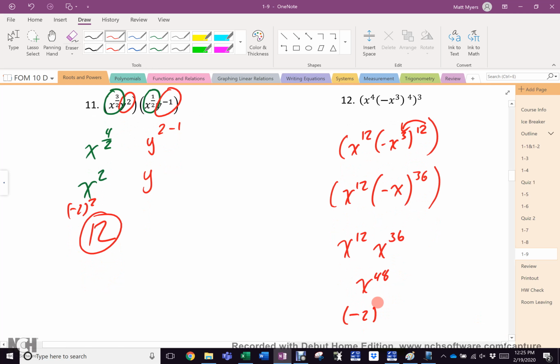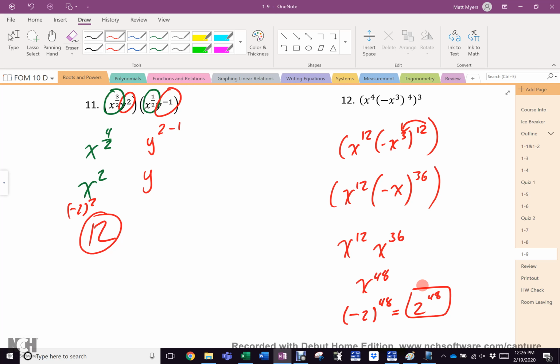Negative 2 to the 48th, which is the same as... Yeah, but negative base, 48 to the negative 1, positive 2 to the 48th. Now, listen up. Again, million times harder than anything I would put on your test.